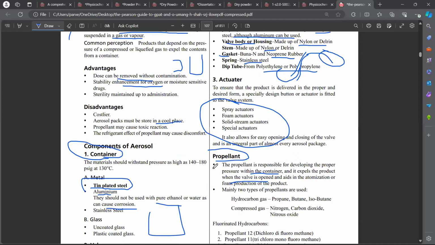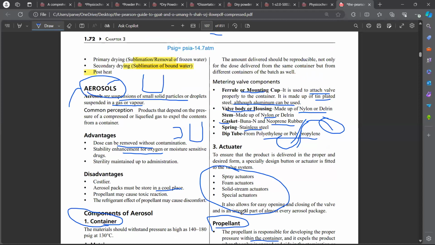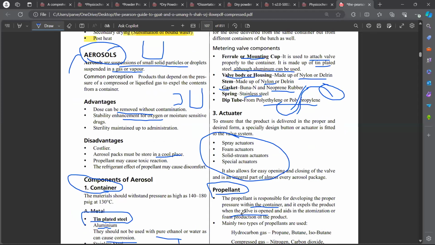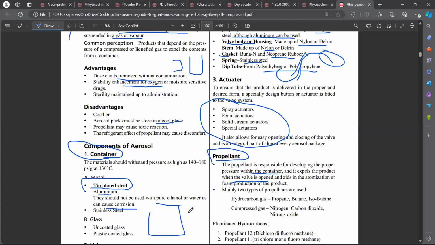Generally, guys, at normal atmospheric pressure, does the propellant exist in gas phase or liquid phase? Answer me, guys. Yes, they exist in gas phase, but under pressurized condition, these are converted into liquid, and in that liquid, the drug is dispersed or suspended in an aerosol.